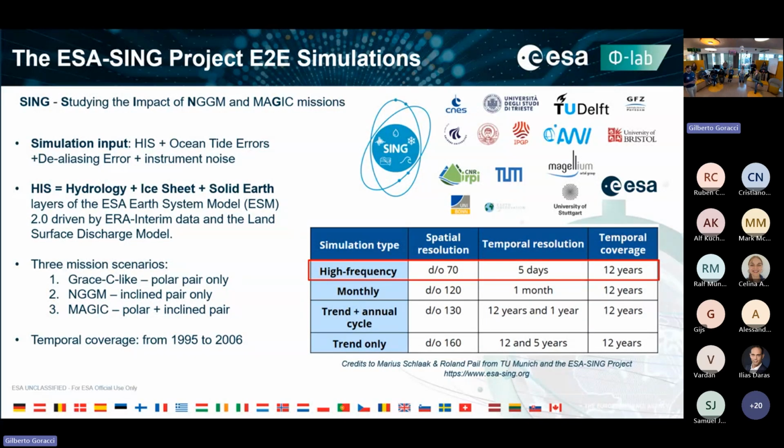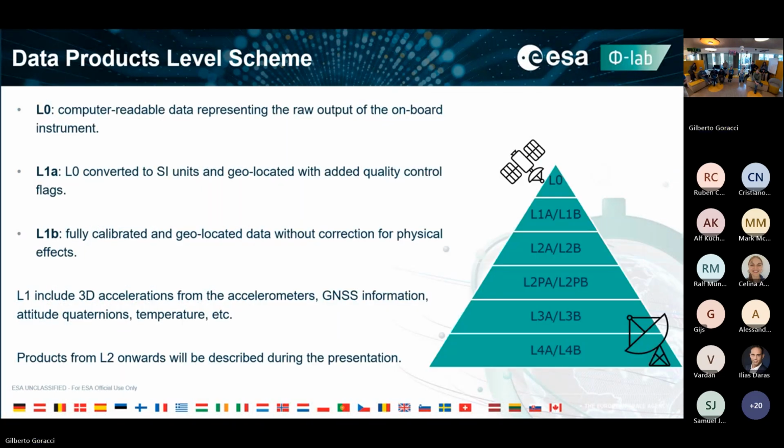What we will use in this work is the high frequency, so 5 days of temporal resolution, and a degree and order of the spherical harmonics coefficients of the gravitational field of 70. This corresponds to 2.7 degrees, so more or less between 200 and 300 kilometers.